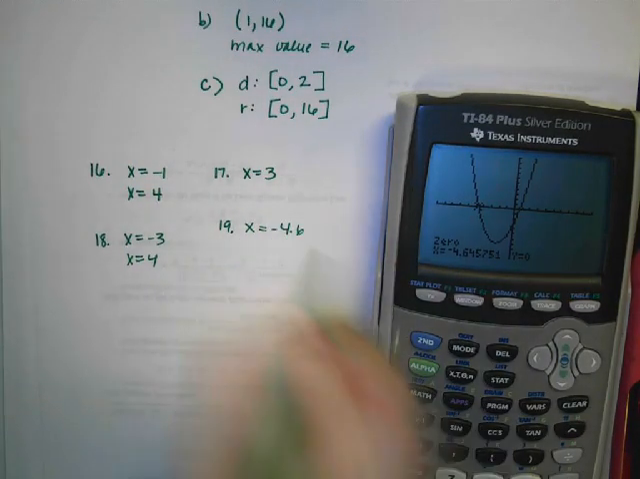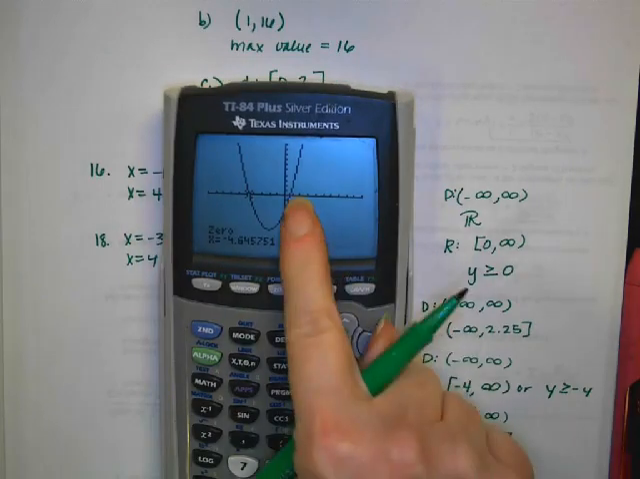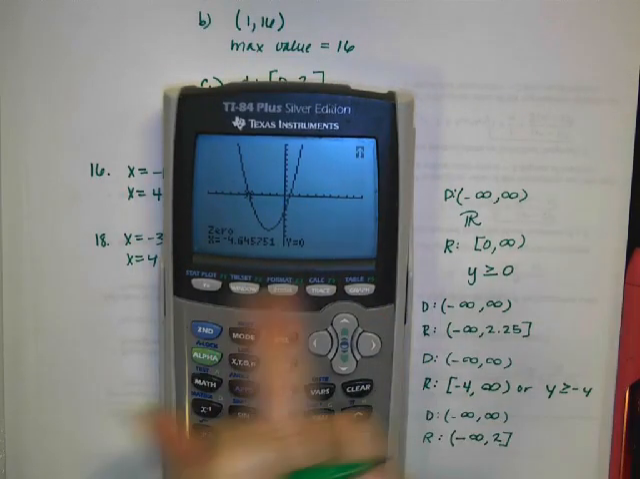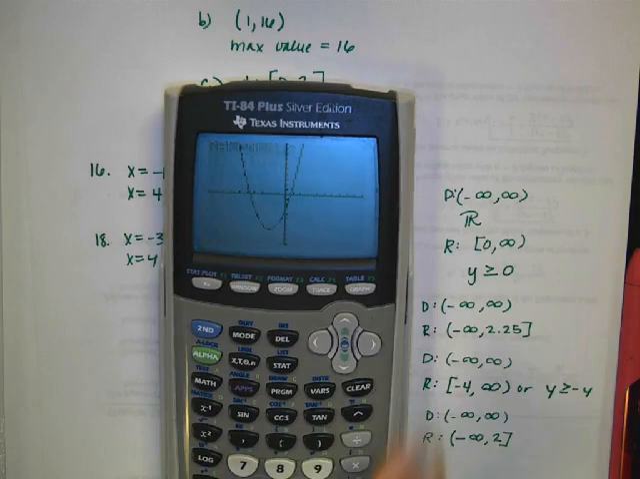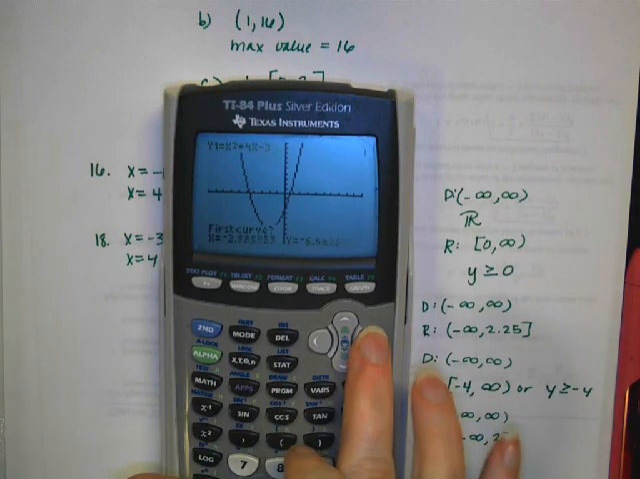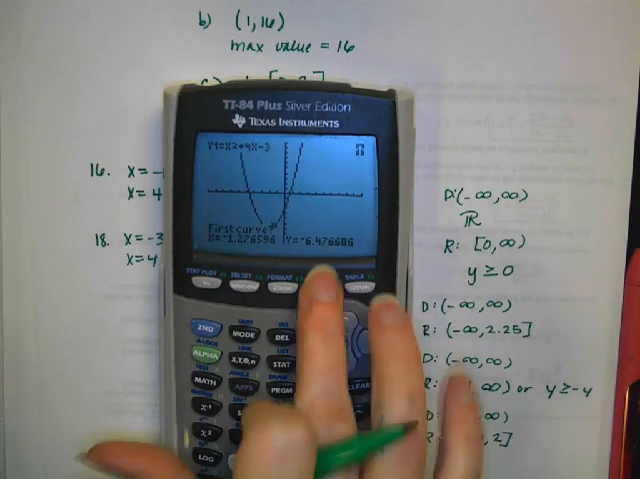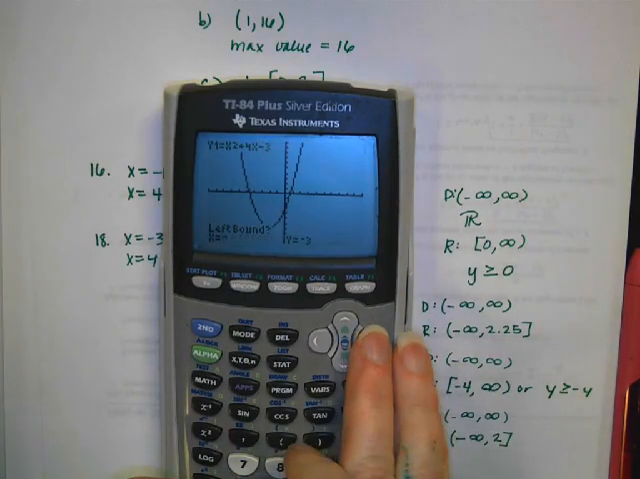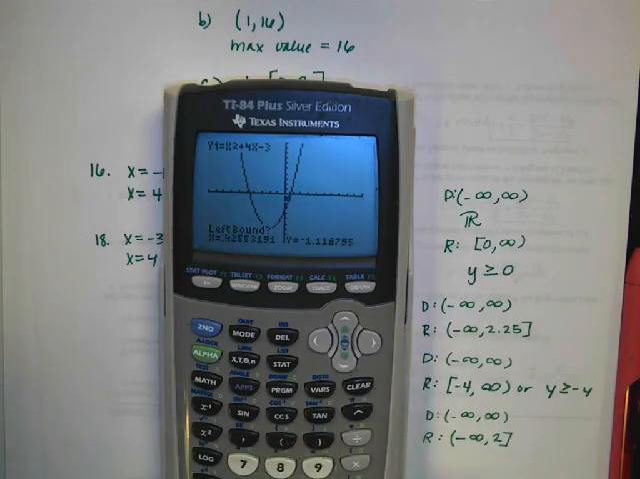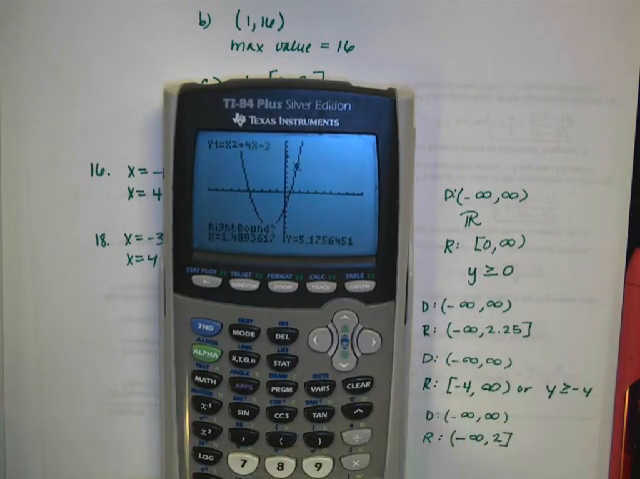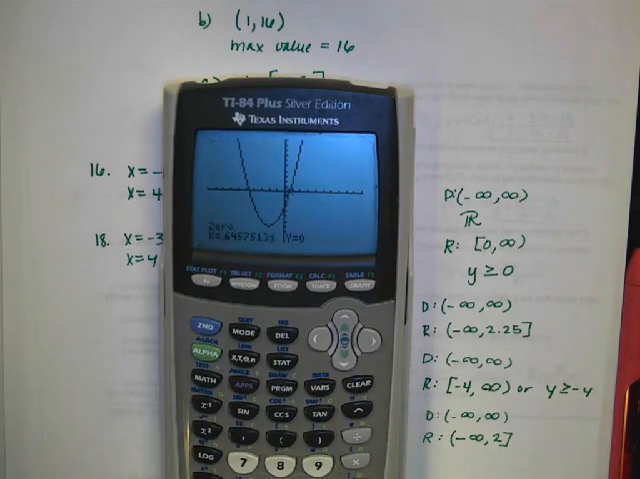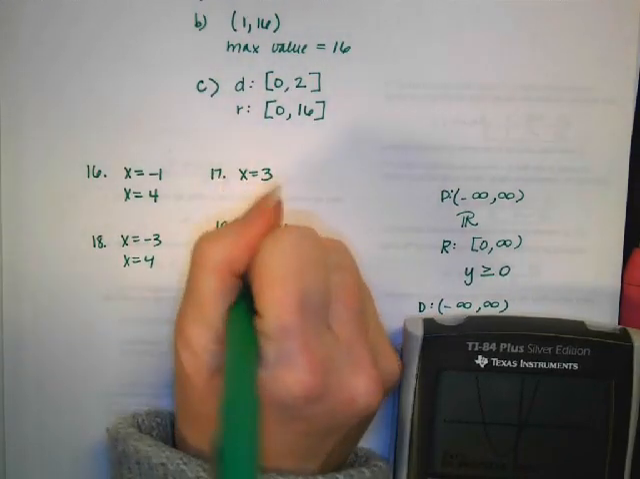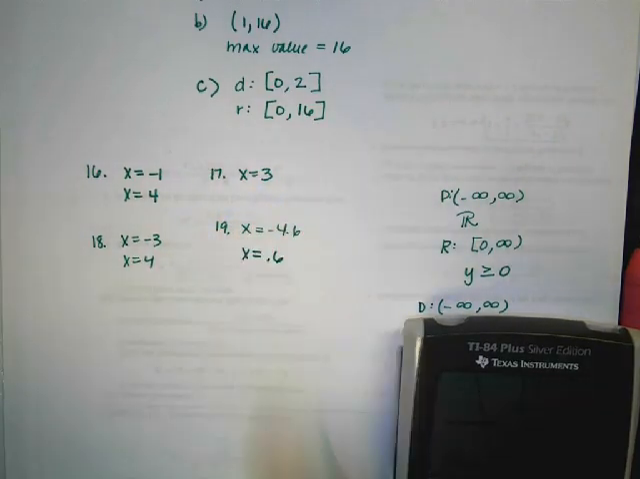Now that's just one of them, because I have another one right over here. So I'm going to do a second trace again, and look for that zero, not the intersect, I'm sorry. I'm going to arrow all the way over. Left of it, left also happens to be underneath, so hit enter, and right, enter, and enter. And this time it's 0.6. X equals 0.6, the positive zero.